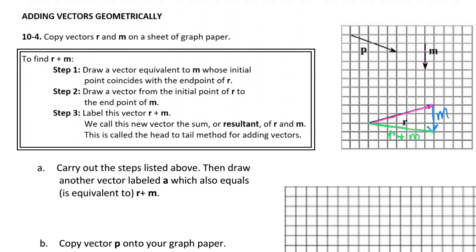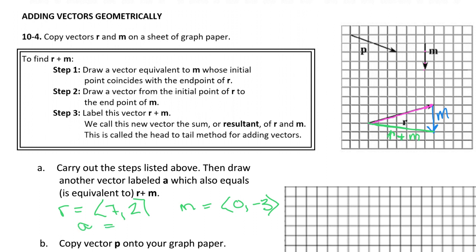I want to show you how it works mathematically as well. Vector R, I would write it as 7, 2, because my horizontal distance was 7 and my vertical distance was 2. And then vector M, we went straight south, remember, which means my horizontal distance is 0, and I'm going down, which is negative.